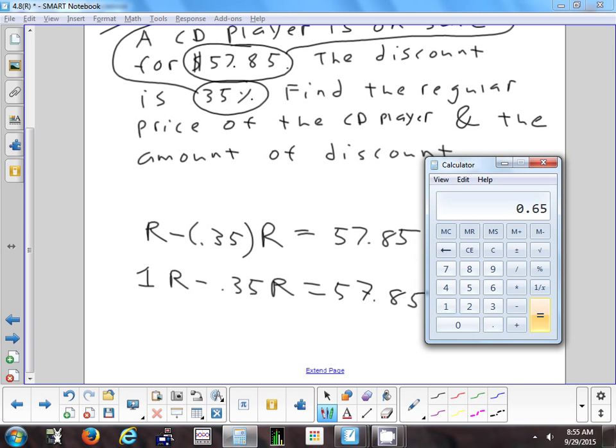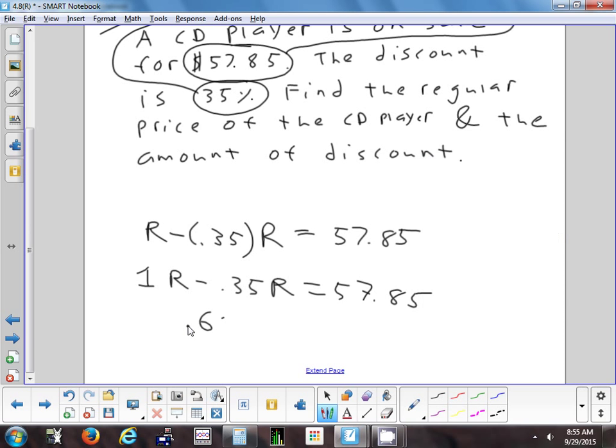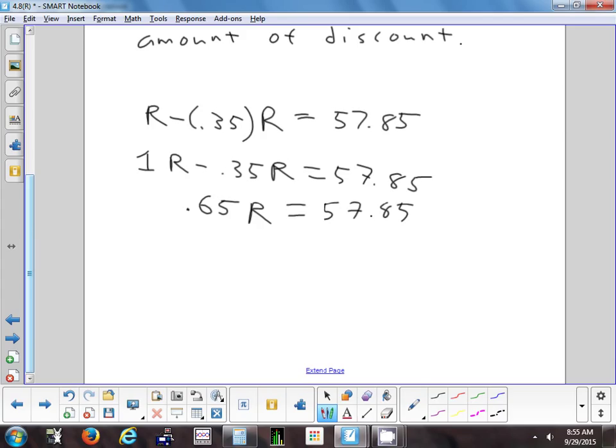So I get 0.65 R. Okay, did the 57.85 change yet? Have I done anything to that? No. Okay, so that stays the same. And how about Michaela? Can you tell me my last step to get R by itself? Yep. Perfect. Nice. Divide by 0.65.